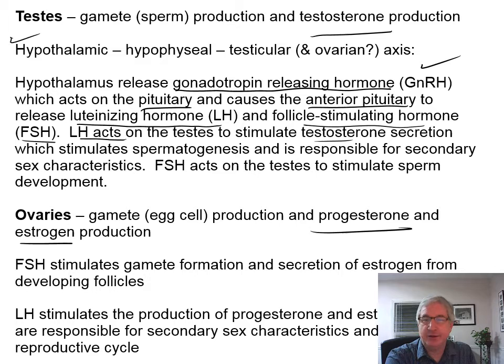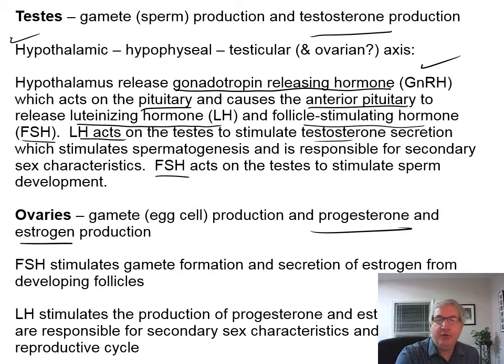So FSH, follicle stimulating hormone, acts on the testes to stimulate sperm development. So you have luteinizing hormone stimulating testosterone secretion, so you start making sperm, and follicle stimulating hormone acts on the testes to stimulate the further development of the sperm. And luteinizing hormone also stimulates testosterone, so you get secondary sex characteristics for males.